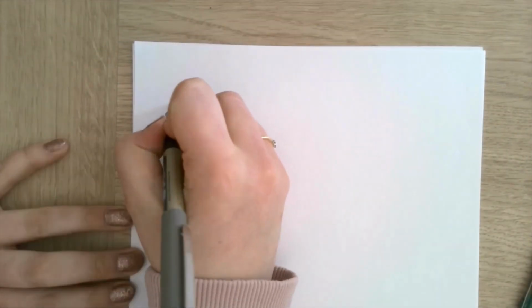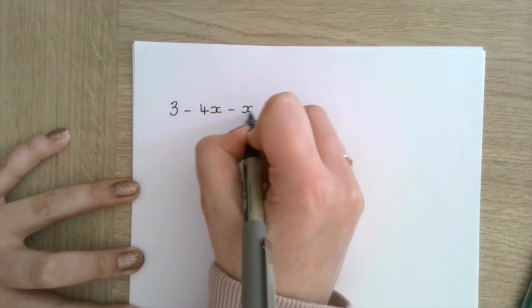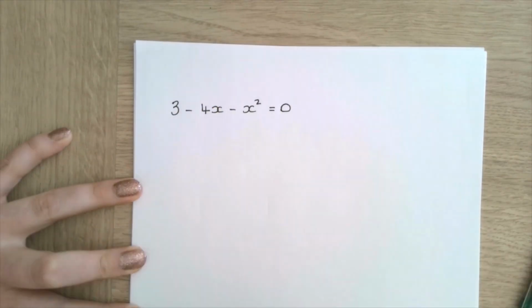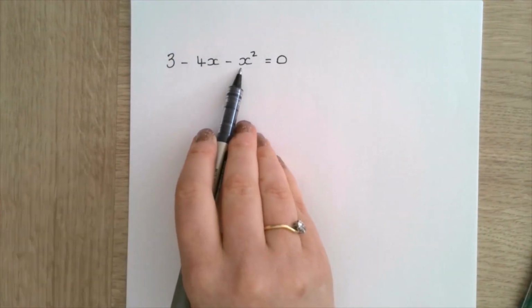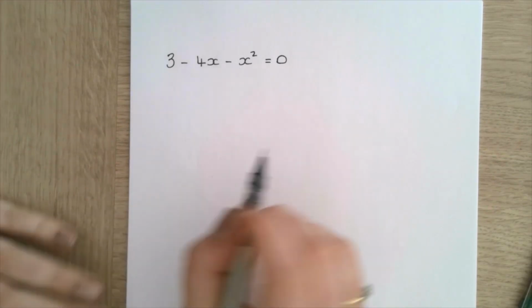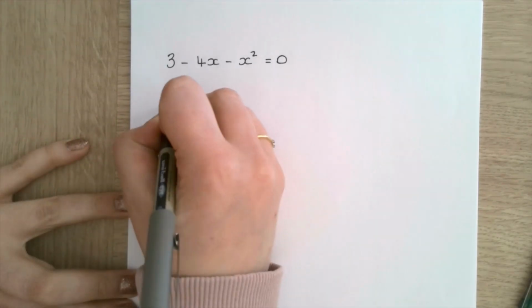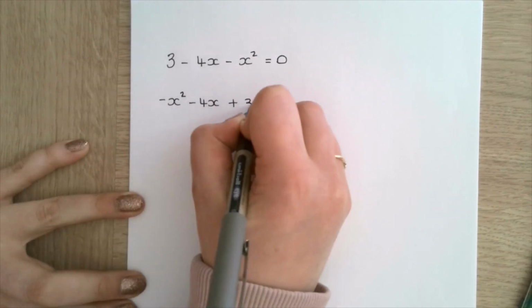One final example for you, and that is 3 minus 4x minus x squared equals 0. Now personally, when I'm completing the square, I would want the x squared to be my first term. I find it a lot easier to complete the square when I've got my x squared as my first term. So all I'm going to do is just rearrange this to minus x squared minus 4x plus 3 equals 0.